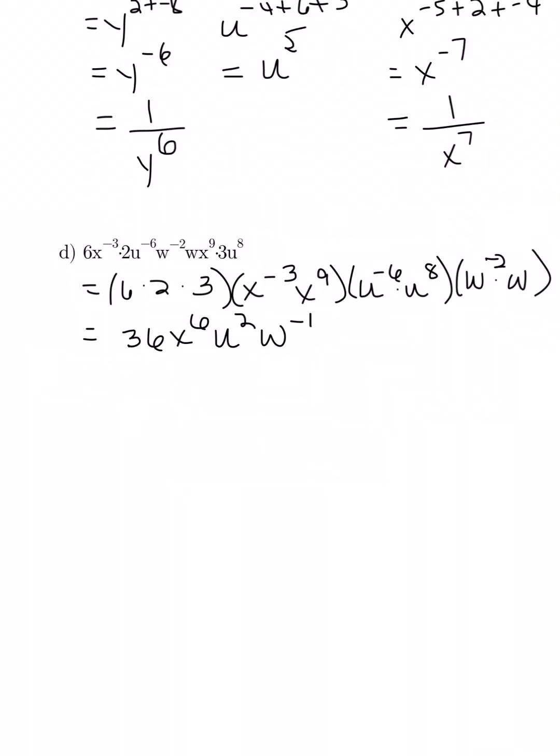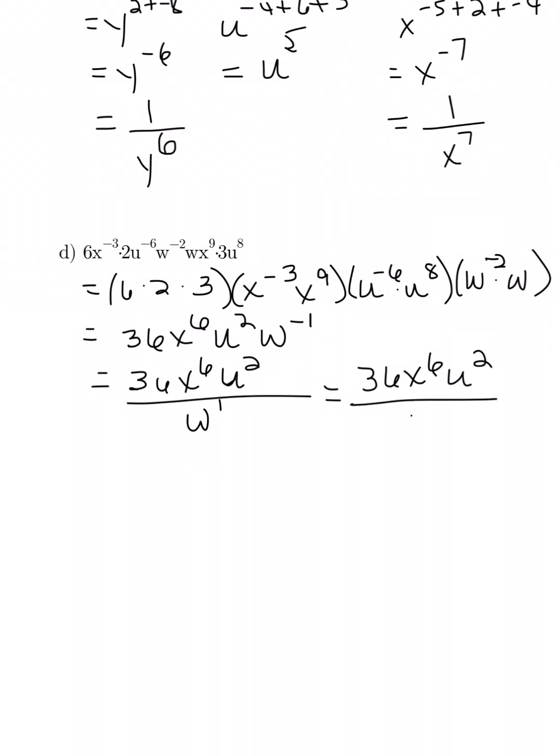We don't want to have any negative exponents in our answer, so the only thing that's going to move is the w. Everything else is going to stay in the numerator, 36x to the 6th, u squared, and then we're going to move w to the 1st to the bottom. You don't have to write that 1 on the w, you can just write it as w, so you could just write 36x to the 6th u squared over w.